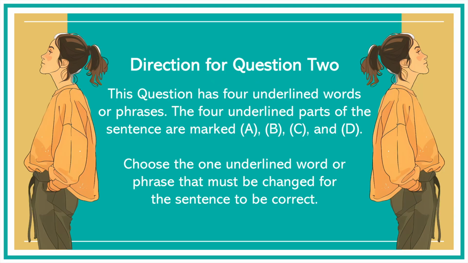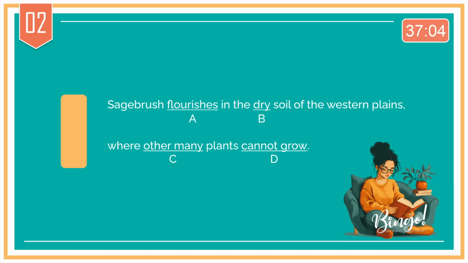Direction for question 2. This question has 4 underlined words or phrases. The 4 underlined parts of the sentence are marked A, B, C, and D. Choose the one underlined word or phrase that must be changed for the sentence to be correct. Question 2.